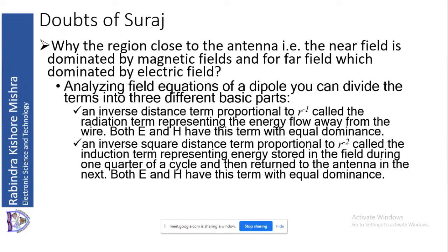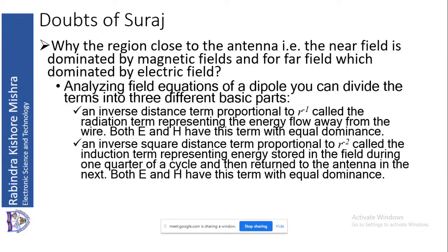This is called the near field. It is not correct to say that H is dominant here. But please remember that here it is not a plane wave. Plane wave is in the radiation field or the far field. In the near field region, it is not a plane wave. So both of them have equal dominance here, E and H. You cannot say that E upon H is equal to eta. In this region, E upon H is not equal to eta.